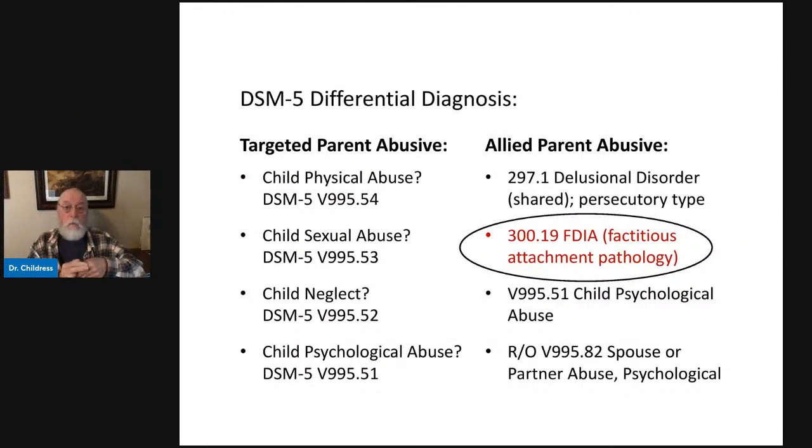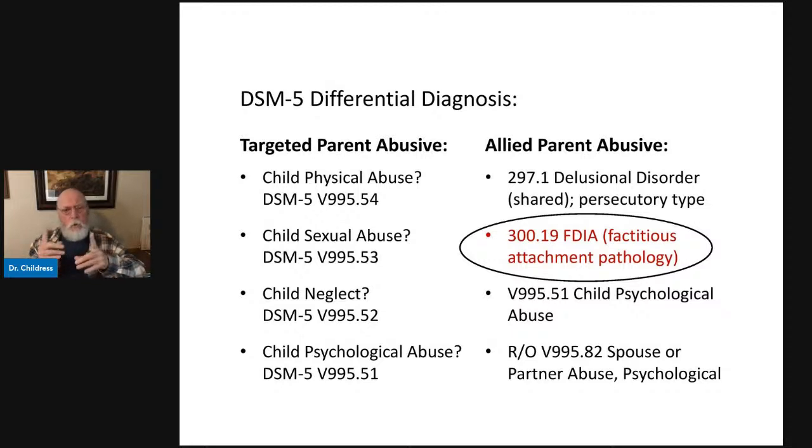So the first set of diagnostic possibilities is that the targeted parent is authentically abusing the child, in which case it's child physical abuse, child sexual abuse, child neglect, or child psychological abuse. We should diagnose what type of abuse the child is being exposed to that's causing the child to want to flee that parent, and then put it on a treatment plan and fix it.